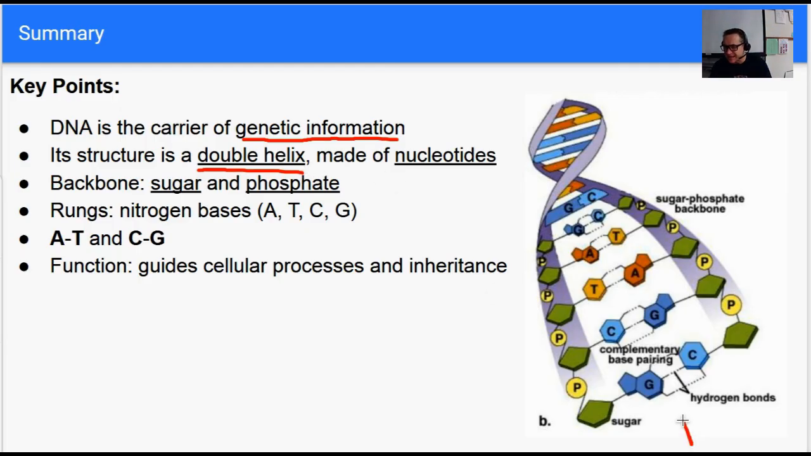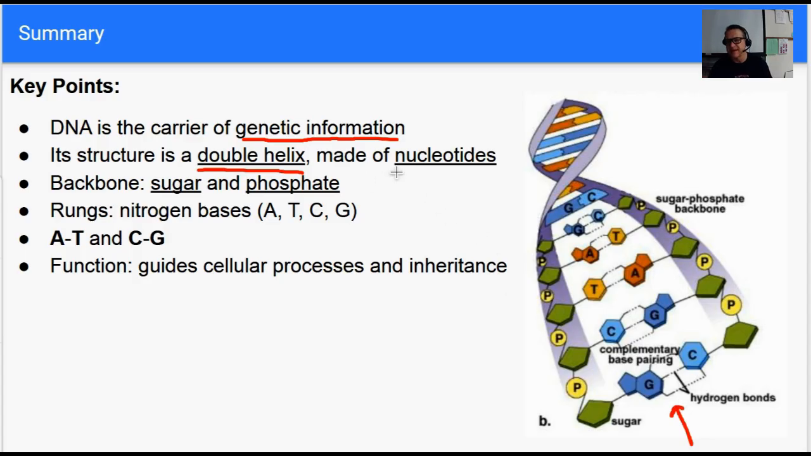Remember, it is the order of your nitrogen bases that makes everybody different. So it's your A's, T's, C's, and G's. What order are they in? Is it G, T, A, A, G, C, T, or is it T, A, T, G, A, T, C? Everybody's DNA has a different order. That's why everybody has different traits.